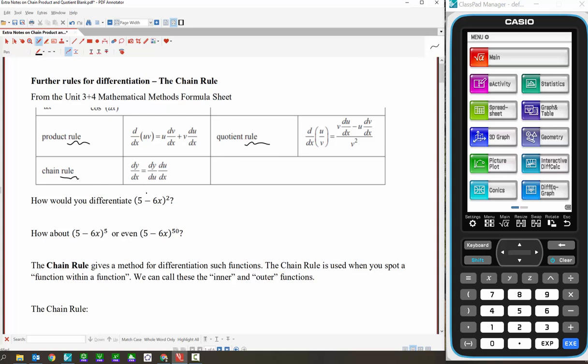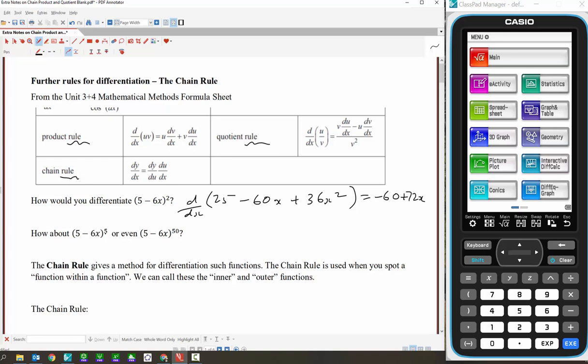So if we were met with this function here and we had to find its derivative, what we'd do in Year 11 is expand it. So 25 take away, what's that, negative 60x plus 36x squared. And then we'd use our rule, so d dx in operator notation, to derive that. So that would be negative 60 plus 72x, which is okay. But what if it was power 5?